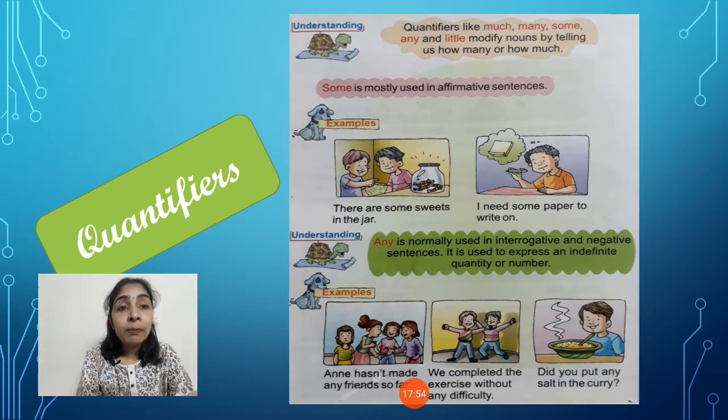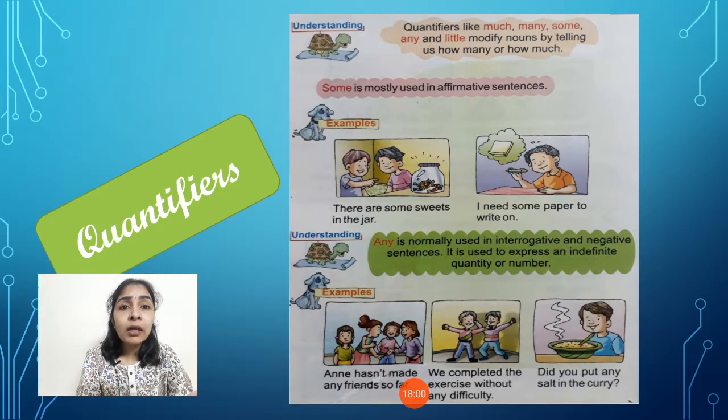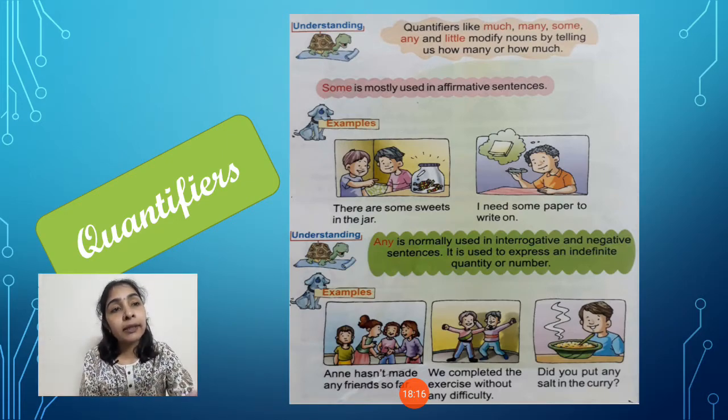We completed the exercise without any difficulty. Similarly, did you put any salt in the pudding? So there we are asking, we are questioning. So the thing is, any is used in the negative sense or as an interrogative.